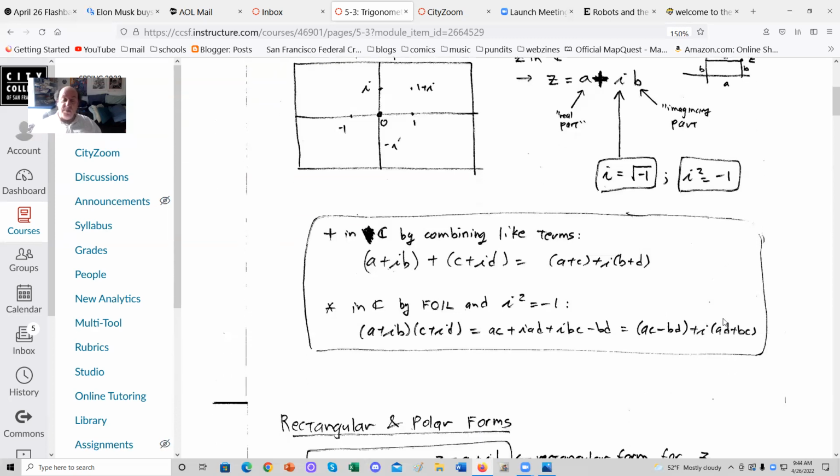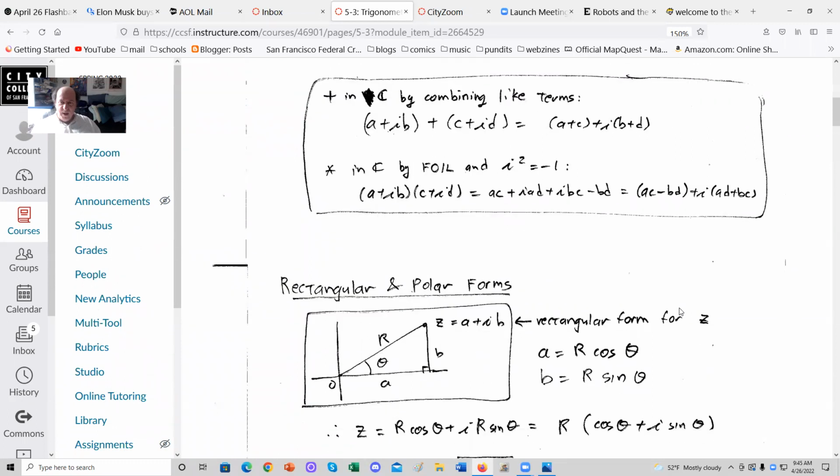Now, complex multiplication is a little more complicated. We can use what might be called FOIL, and i squared equals -1. So a plus ib times c plus id. First is ac. Outer is a times id. Inner is i times bc. And last is ib times id, and i squared equals -1, so it's minus bd. Next step is to combine the real numbers and the imaginary numbers. So you get ac minus bd is the real part, plus i times ad plus bc is the imaginary part.